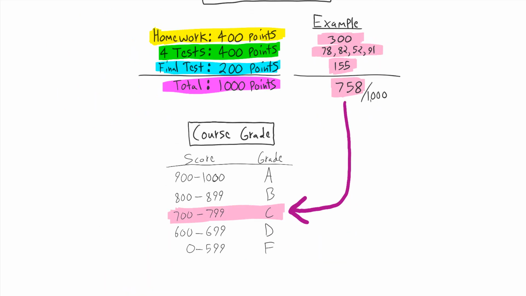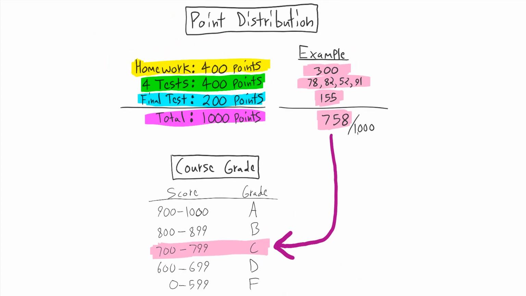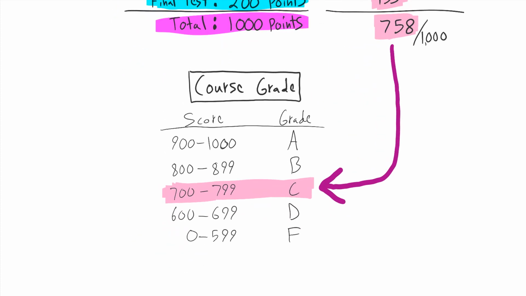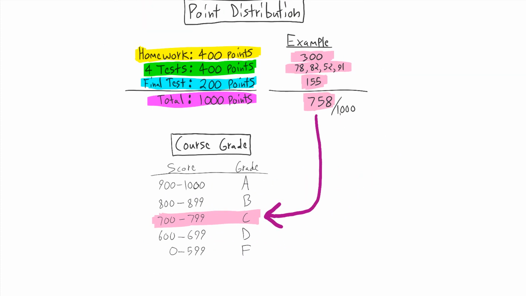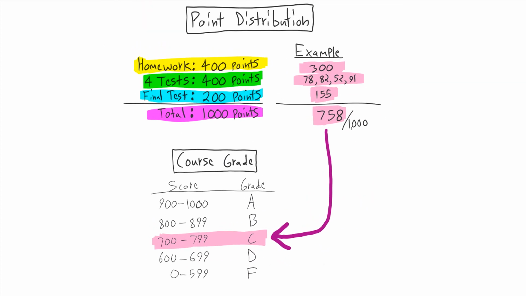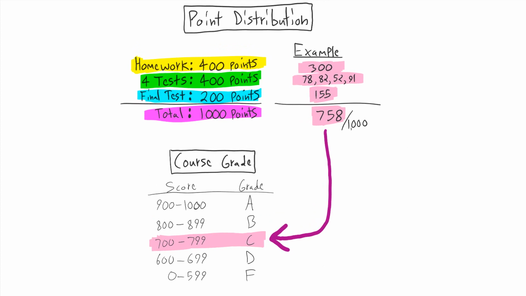So then that would give you a C in the course, because that falls in this point range here. So that's just an example of how to calculate your grade for the course.